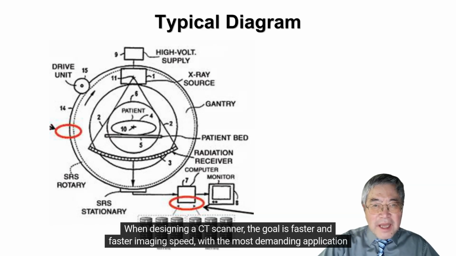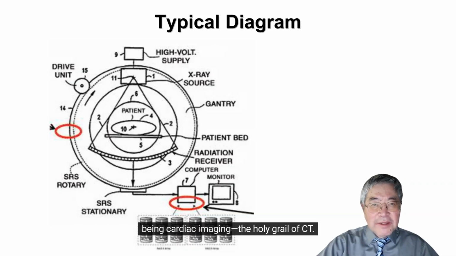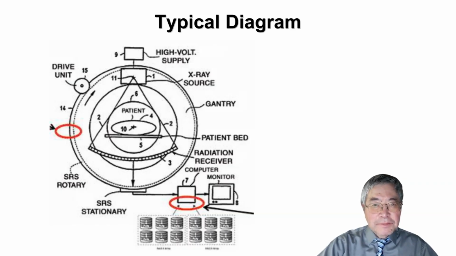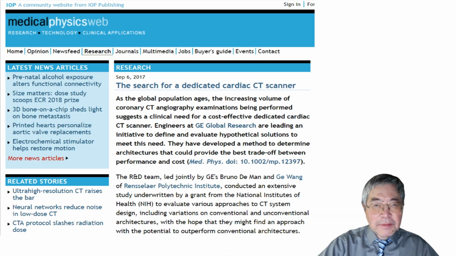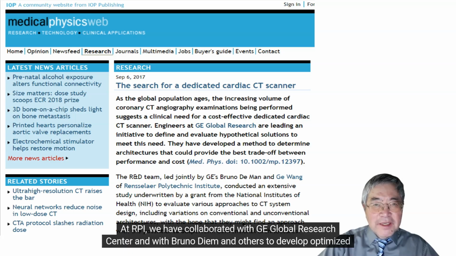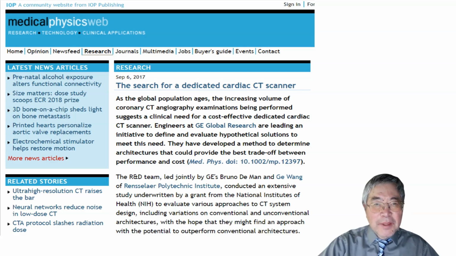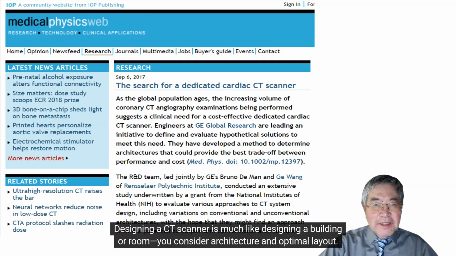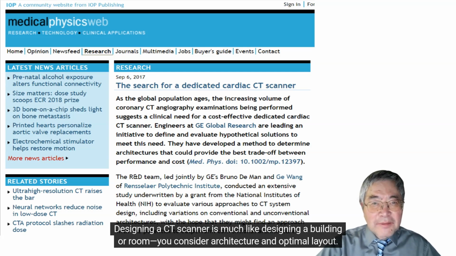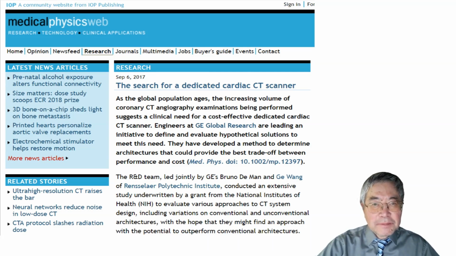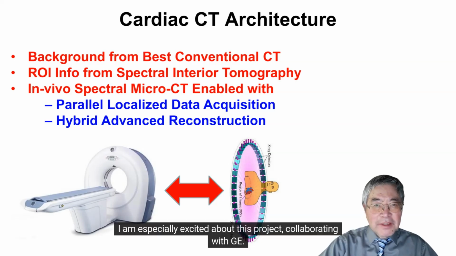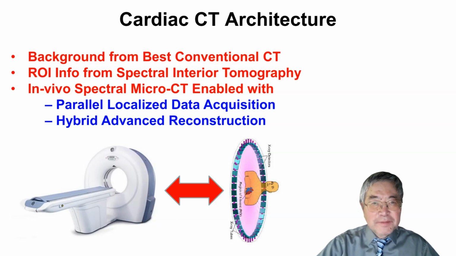When designing a CT scanner, the goal is faster and faster imaging speed, with the most demanding application being cardiac imaging, the holy grail of CT. At RPI, we have collaborated with GE Global Research Center and with Bruno De Man and others to develop optimized architectures for dedicated cardiac CT scanners. We published a paper last year on this topic. Designing a CT scanner is much like designing a building or room. You consider architecture and optimal layout. I am especially excited about this project, collaborating with GE.